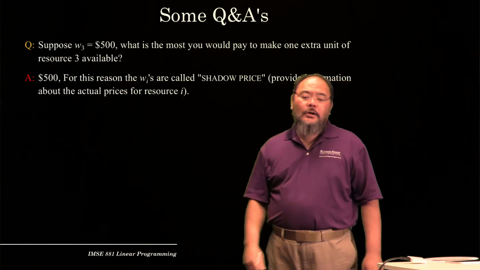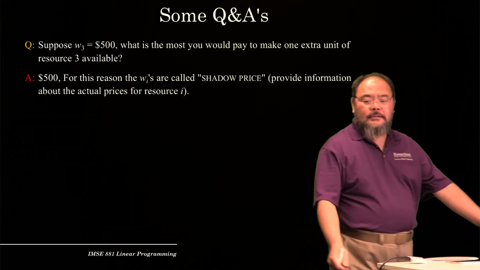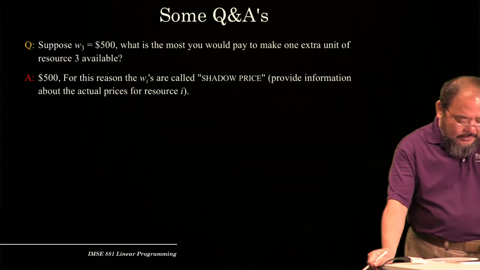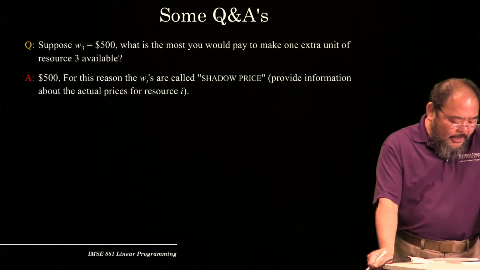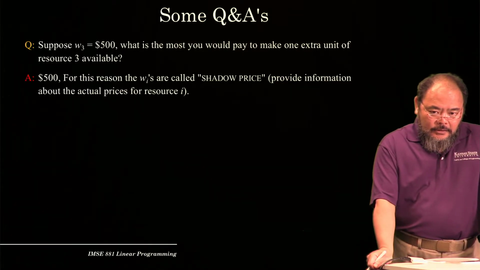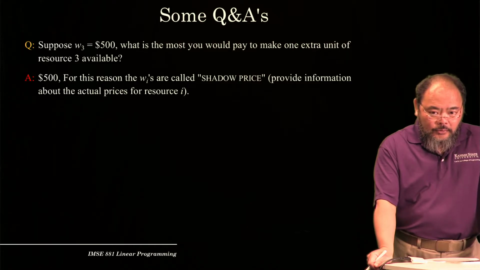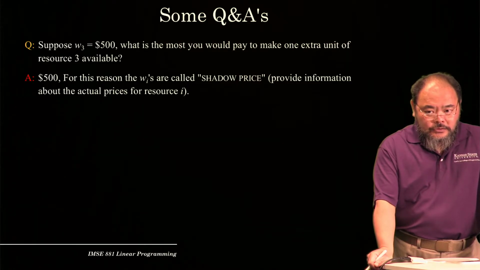Omega_i is also called the shadow price. Shadow price provides information about the actual price for resource i. Okay, that's very important information for the dual solution.